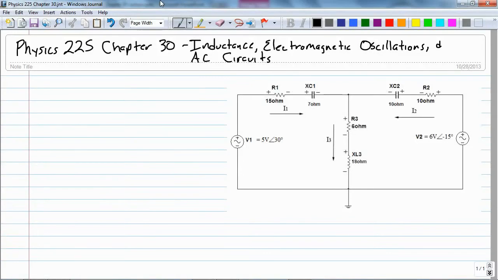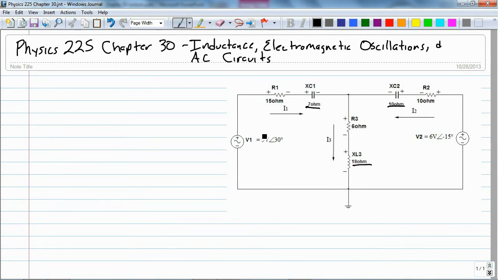I'm skipping to example 4 in the notes. You can follow example 3 and ask me if you have any questions. In example 4, we have the circuit drawn here, and you notice that I've already put the capacitive and inductive reactances into the circuit.